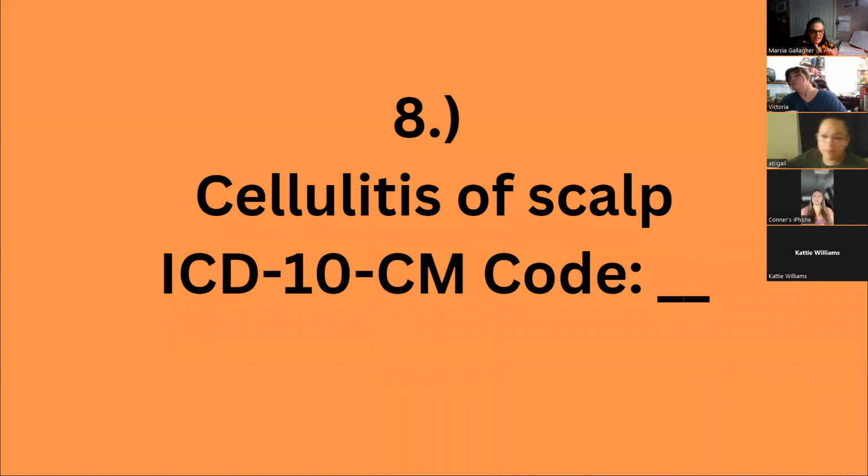Okay, Abigail, what did you get? Yes, ma'am. I found L03.811, cellulitis of the head, any part except face. Okay, and then what does it say right underneath there? Cellulitis of scalp. Cellulitis of scalp. So do we agree, coders, that it is L03.811? Yes, ma'am. That's right. No trouble at all, you guys.